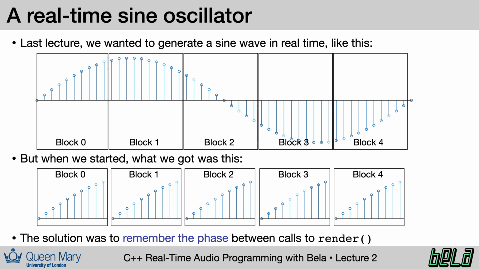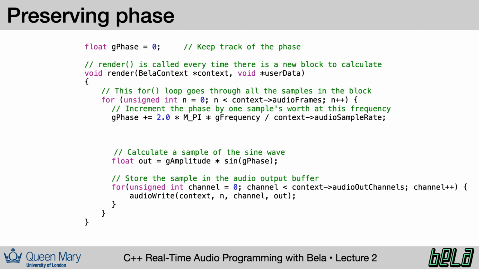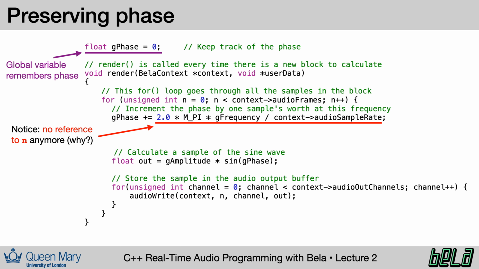And this idea of remembering the previous state is an absolutely fundamental concept to real-time audio programming. Our code to do that looked something like this. We saw that we used a global variable to remember the phase of the sine wave, and the global variable is notable because it remembers its value between calls to the render function. Within the render function, we saw that we would increment the phase each audio frame, and then use the value of the phase to calculate the sine wave.